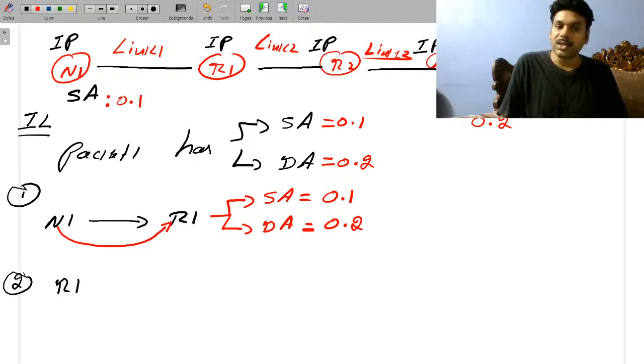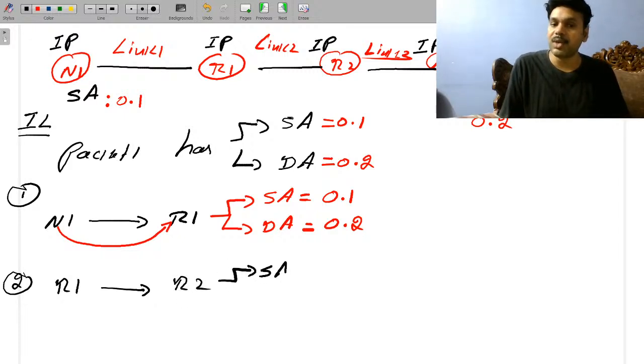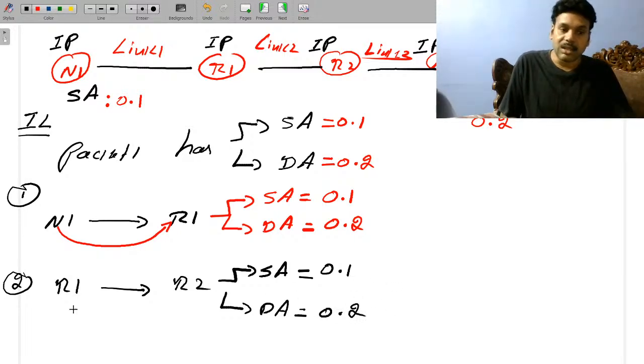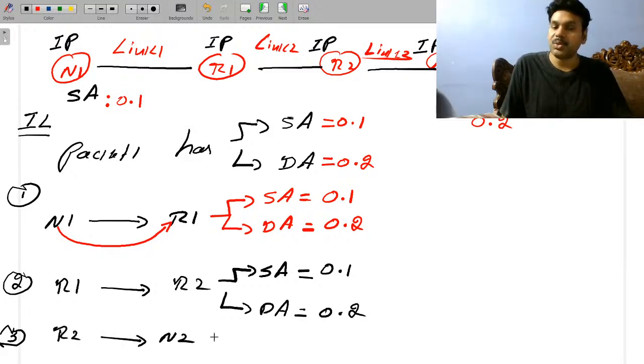Second step. Now router 1 is trying to transmit data to router 2. So what is your source and destination address of your packet 1? Source address and destination address don't change. Please understand, that will be 0.1 and 0.2 only. That is not going to be changed. And the third step, understand carefully. Next link. Router 2 is going to give the data to node 2.